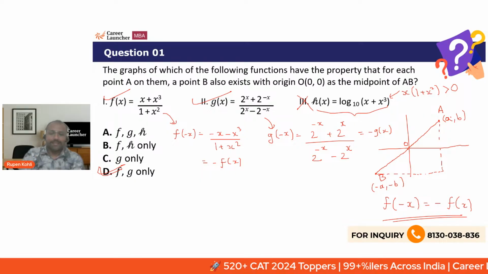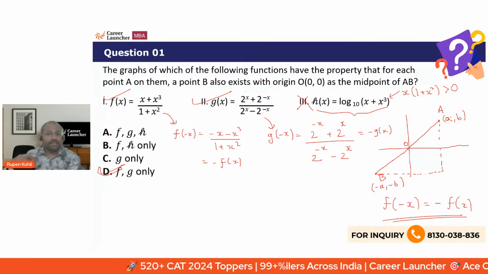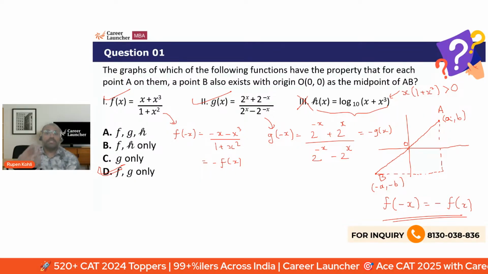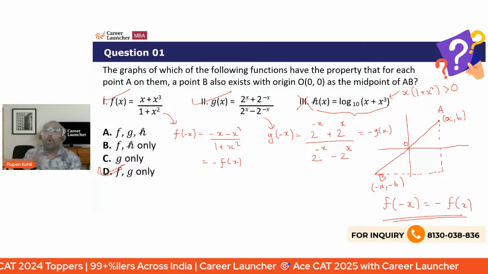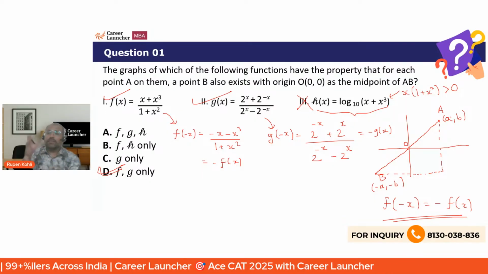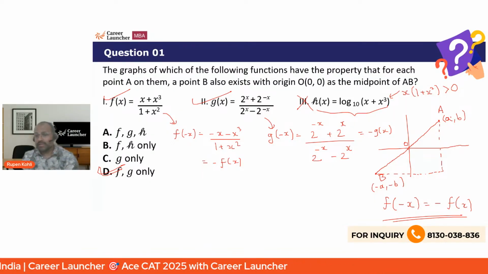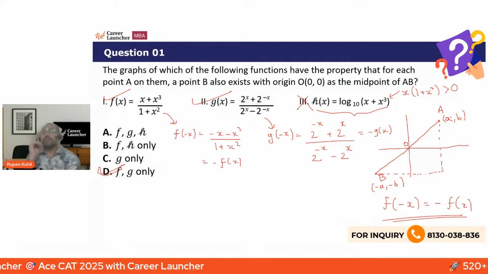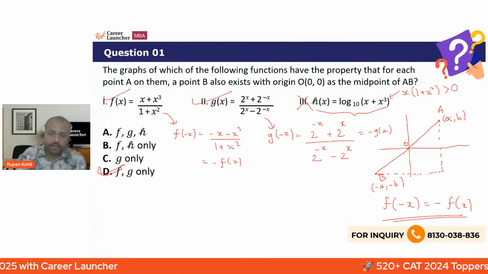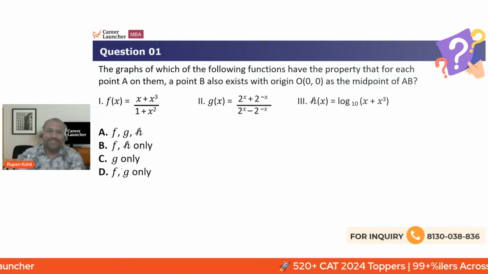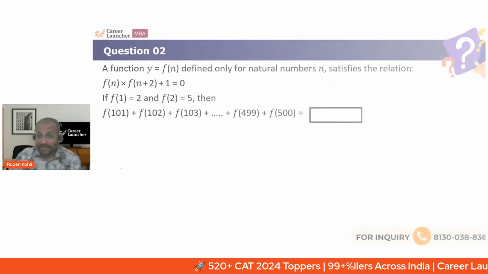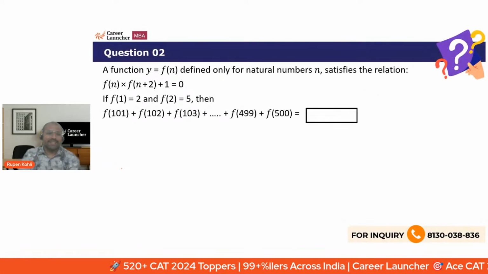Right? So basically in this problem, we have been able to appreciate what is the meaning of an odd function. A function in which if x is replaced with minus of x, we get the value which is minus of f of x. Right? So, the question about symmetric functions was there. Let's see the next one.